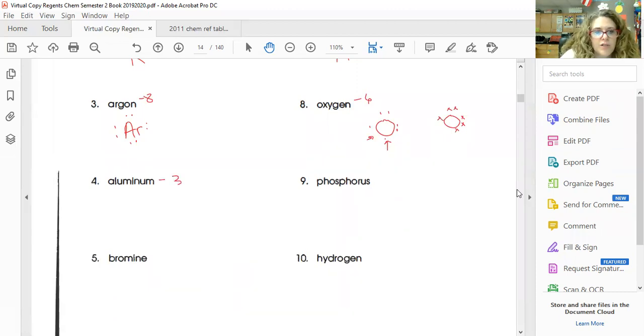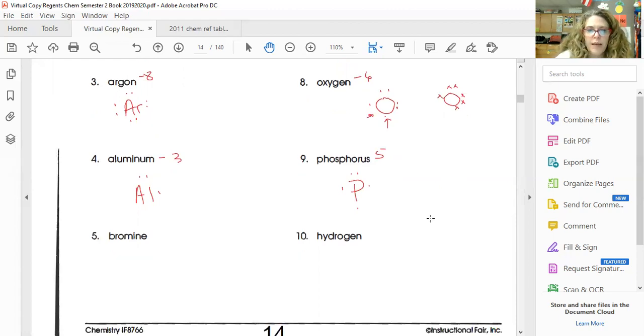Aluminum has 3 valence electrons, so I have my symbol for aluminum, and I have 1, 2, 3 valence electrons. And now I have phosphorus, right? Phosphorus has 5 valence electrons. So 1, 2, and now 3, 4, 5. Notice how phosphorus has 3 open spots, and phosphorus needs to make 3 bonds. It is 3 places away from a noble gas on our periodic table for covalent bonding.